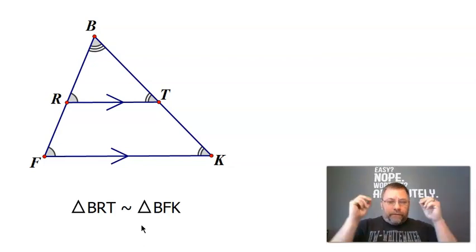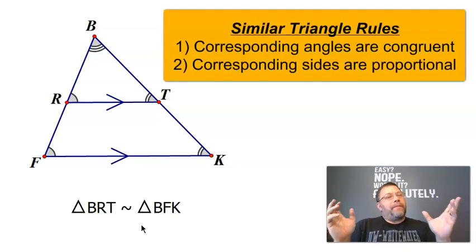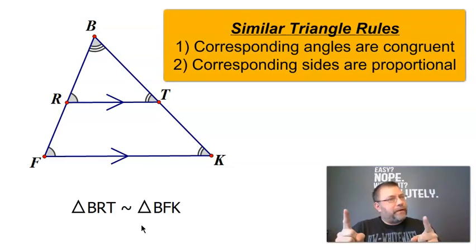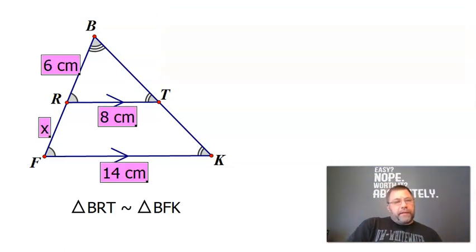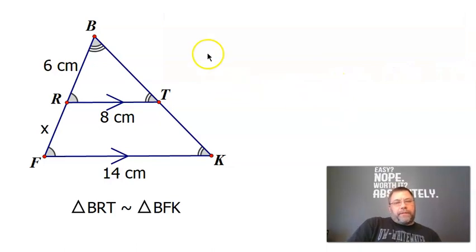Now remember, if the triangles are similar, that means the corresponding angles are congruent. And now we're going to get to the sides. The sides are not congruent, but they're proportional to each other. So what could a typical problem look like? I'll put some givens in here. All right, so I have this problem set up here. And you can see the problem we have here is I want to know how long is line segment RF. That's where I put the X.